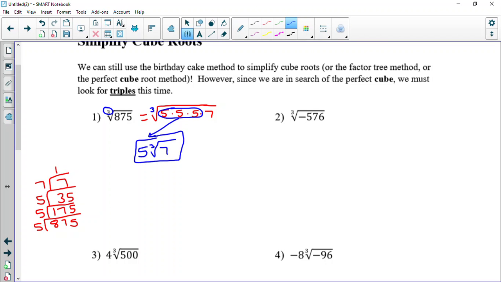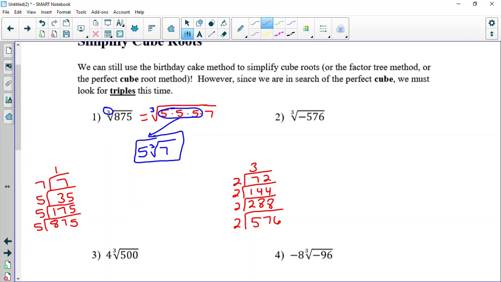Now let's take a look at number 2. This time we have a negative. When we go to do our birthday cake, we're going to actually ignore that negative for now. I'm just going to deal with the 576. It ends in an even number, so it's divisible by 2. So I'm going to do 576 divided by 2, and I get 288. Again, even, divide by 2, and I get 144. Still even, so I can divide by 2 again, and I get 72. Still even, and I get 36.